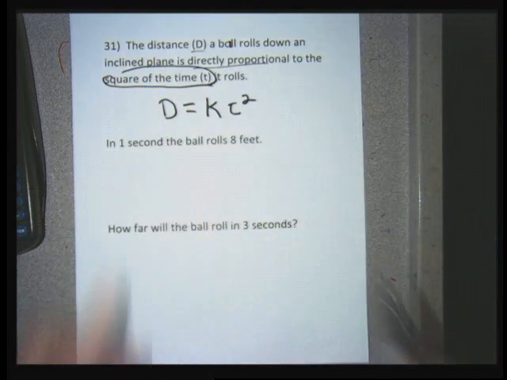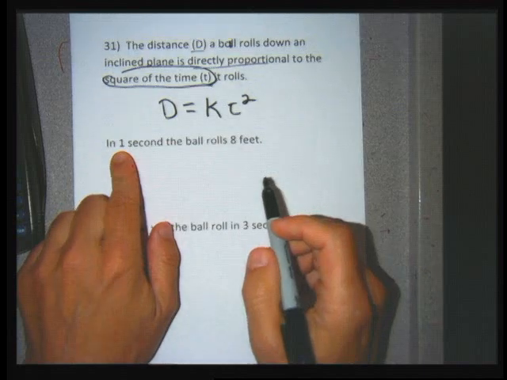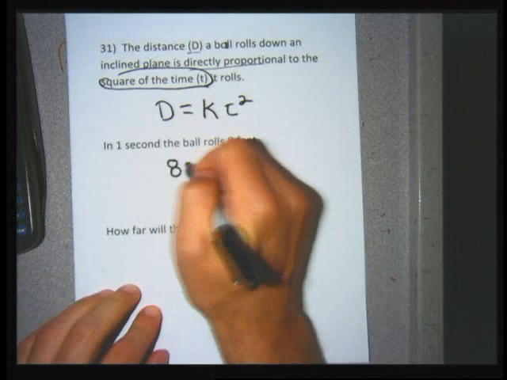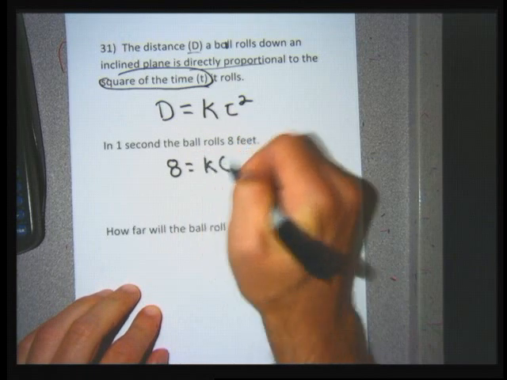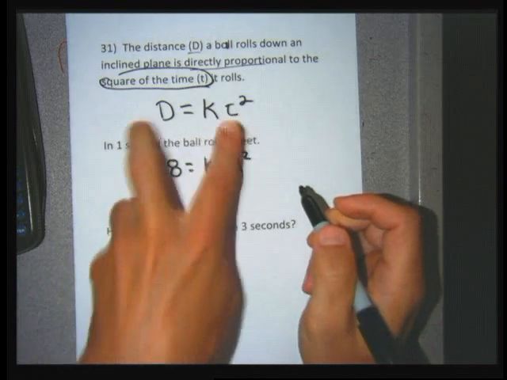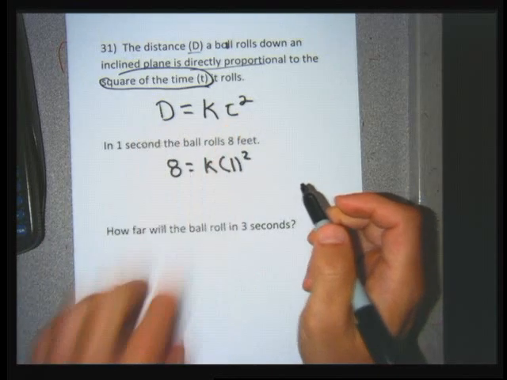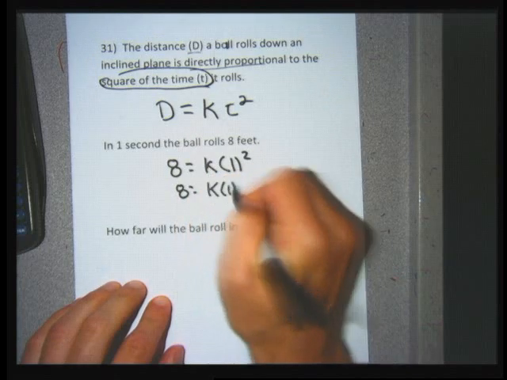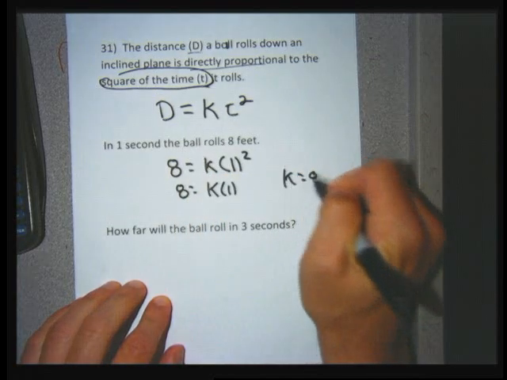Now I'm going to solve for K. In 1 second, that's the time, the ball rolls 8 feet. That's the distance. So I'm going to write 8 equals K times 1 squared, plugging in 1 for the time, 8 for the feet. So I have to understand what these letters represent. This is going to give me 8 equals K times 1, because 1 squared is 1. So K is going to be 8.